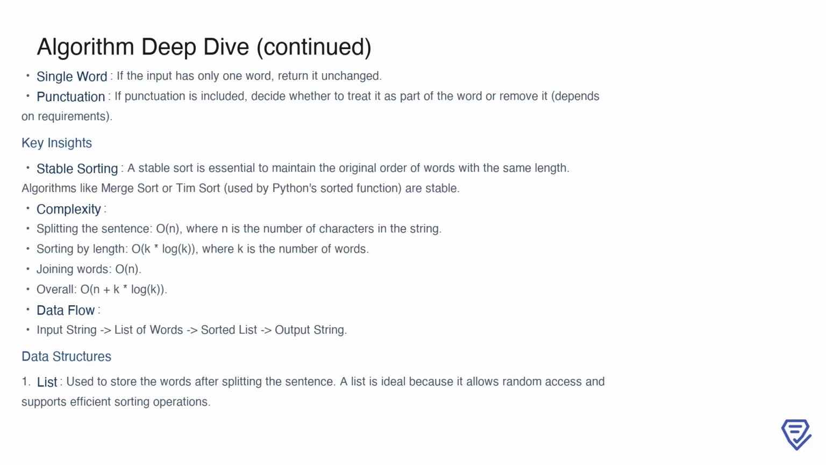For other edge cases, if the input contains only a single word, we return it unchanged since there's nothing to sort. If the sentence includes punctuation, we need to decide whether to treat it as part of the word or to remove it, depending on the requirements.